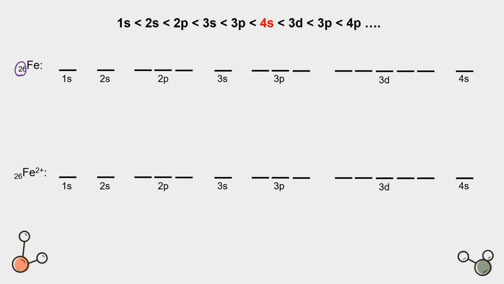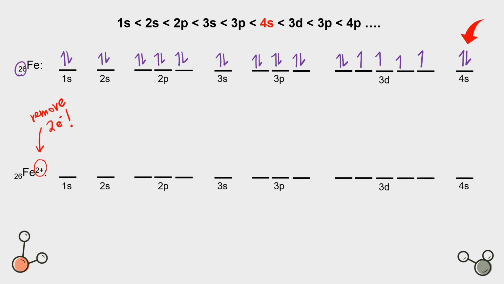To understand better, let us write this orbital diagram so that you can see how we can remove the 2 electrons from the neutral atom to form the ferrum 2+ ion. In order to form ferrum 2+ ion, 2 electrons will be removed from the valence shell, that is 4s.